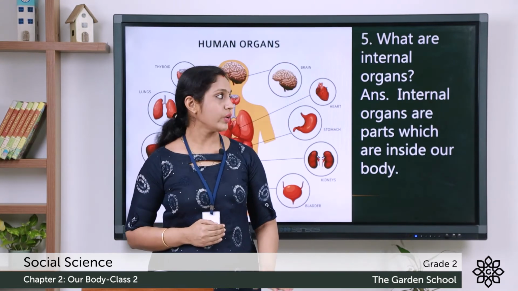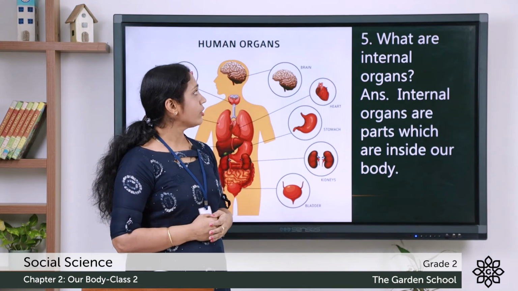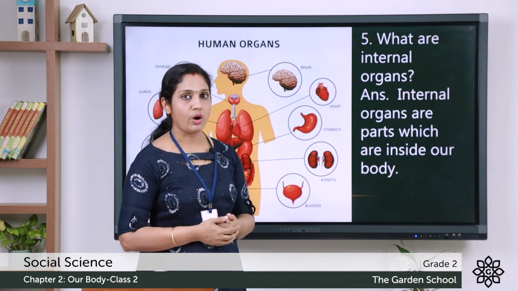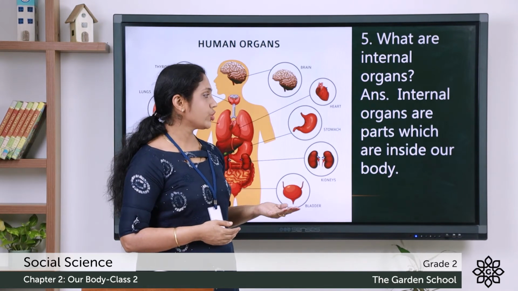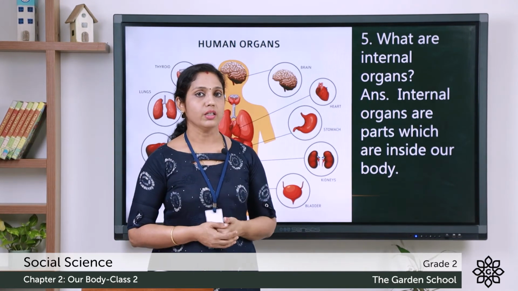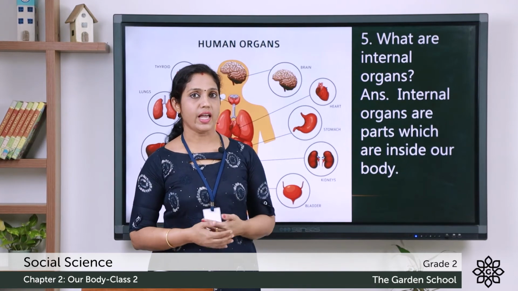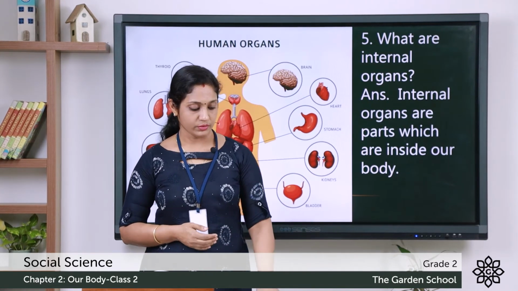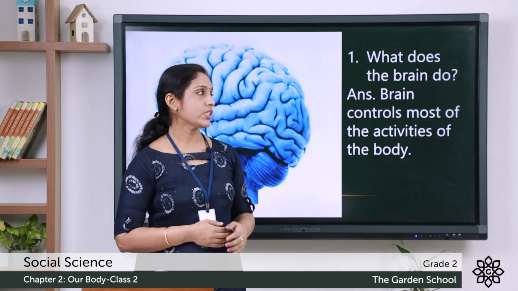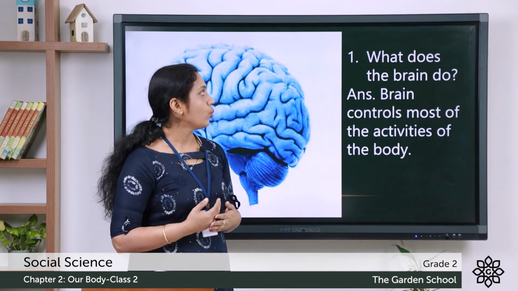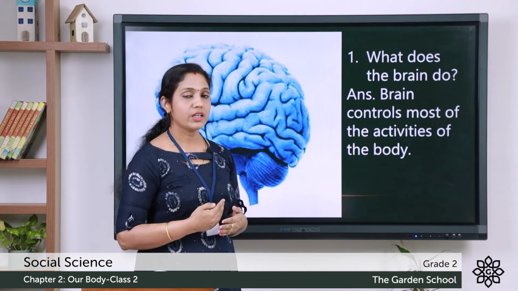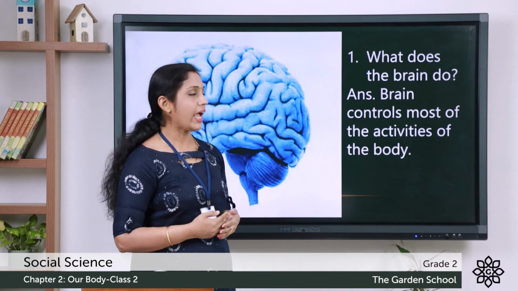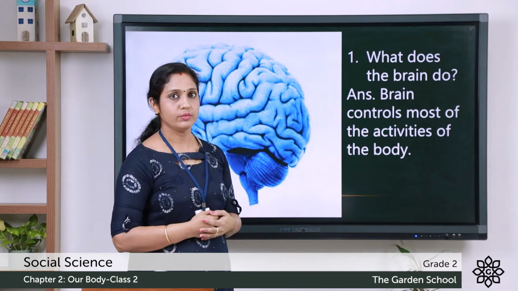Next question we have, what are internal organs? Internal organs are parts which are inside our body. So write down the question and answer. Next question, what does the brain do? Brain controls most of the activities of the body.